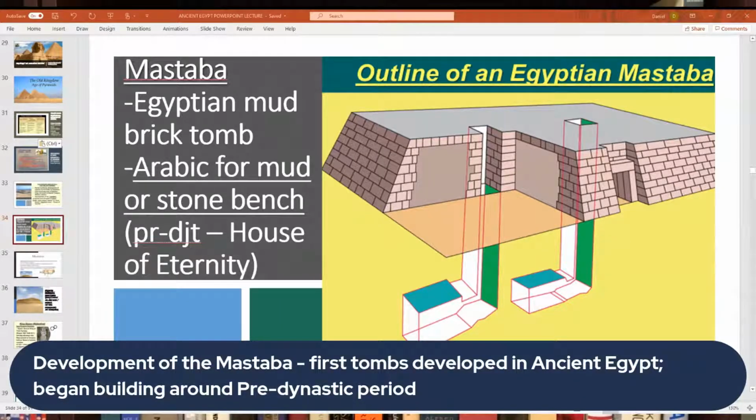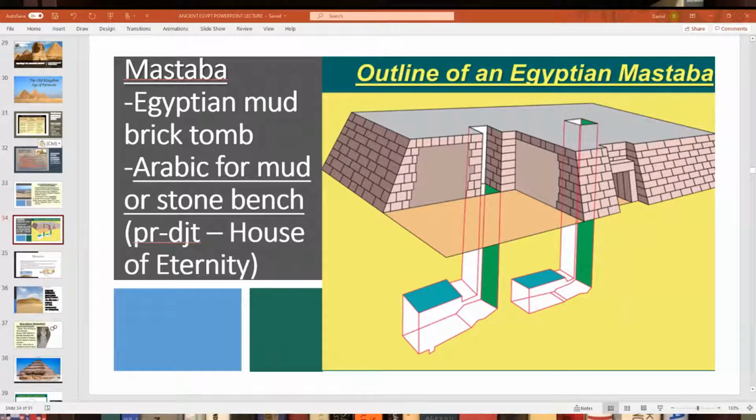They think they were first built in the pre-dynastic period, going back to the time of King Menes or Narmer. The term mastaba is an Arabic term, which just means bench. A lot of people will also say mud bench or stone bench, I think, is another translation they'll use, because it was made of mostly mud brick.